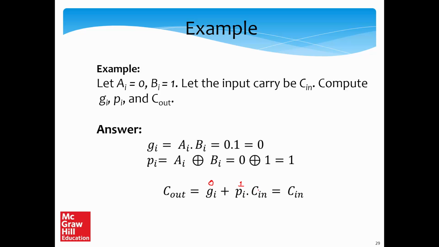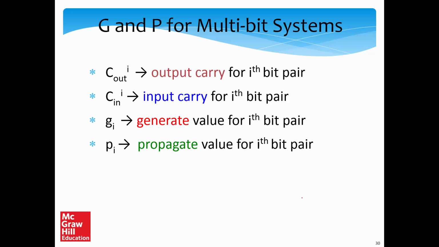And we don't know the input carry, so we can say Cout is equal to Cin in this case. So let's now consider a multi-bit system where a block does not have one bit each of A and B, but it has multiple bits. So let's define some simple terminology first. Let's say that Cout i means the output carry for the ith bit pair. Similarly, Cin i is the input carry for the ith bit pair.